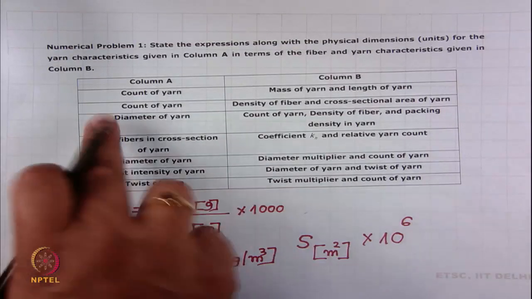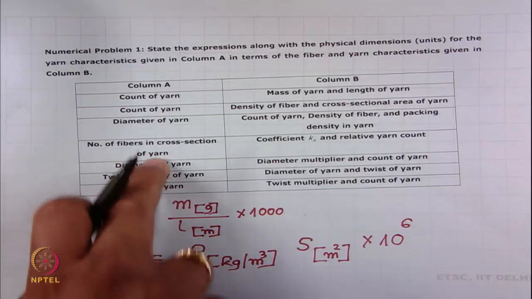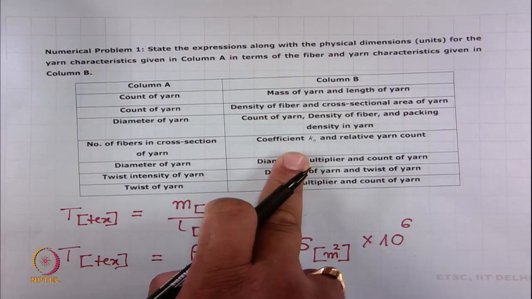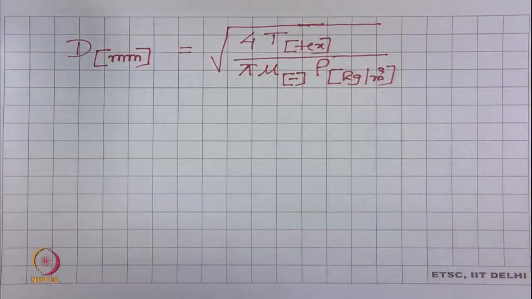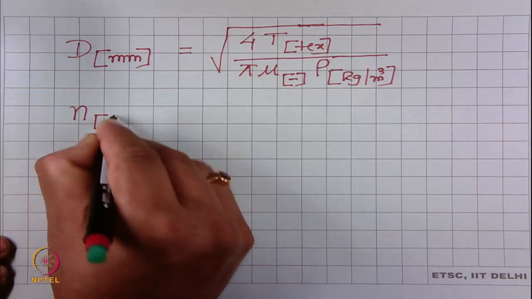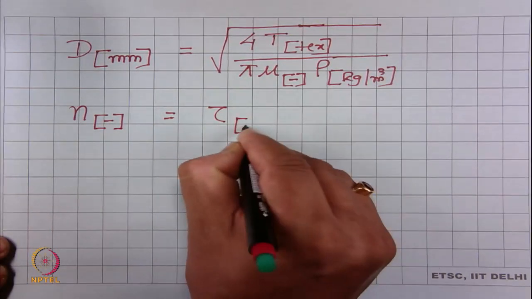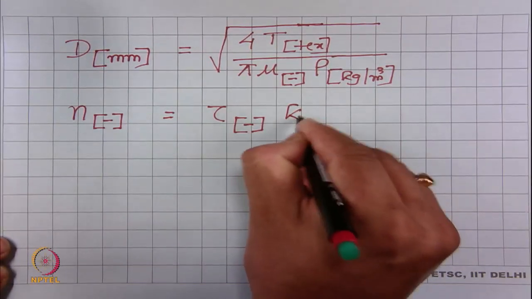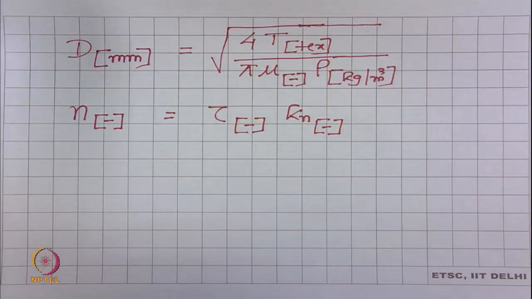So, this is over. We go to the next one, number of fibers in cross section of yarn in terms of coefficient Kn and relative yarn count. This is relatively easy. Number of fibers in yarn cross section is dimensionless and relative yarn fineness is also dimensionless, capital T by small t, and coefficient Kn is also dimensionless. Very easy expression.